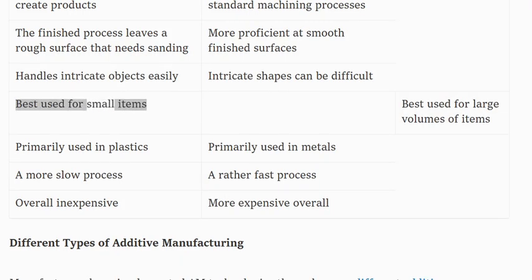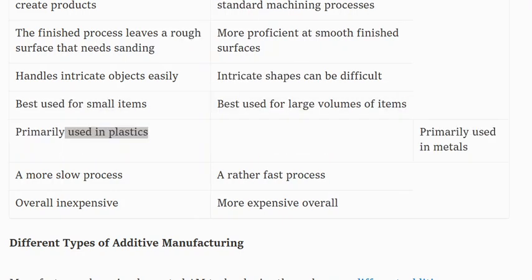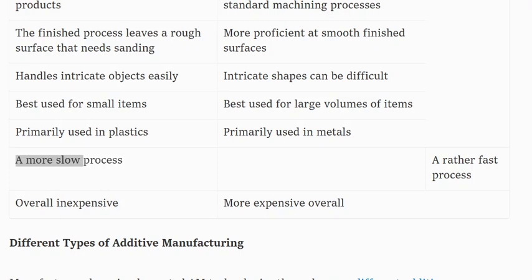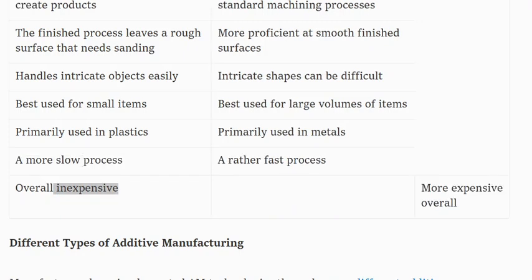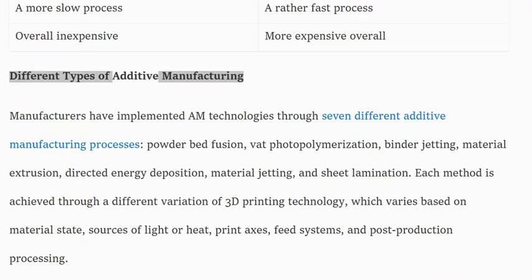Best used for small items. Best used for large volumes of items. Primarily used in plastics. Primarily used in metals. A more slow process. A rather fast process. Overall inexpensive. More expensive overall. Different types of additive manufacturing.